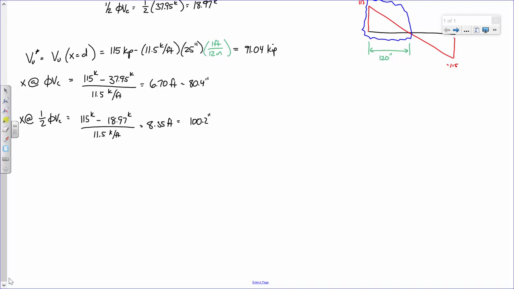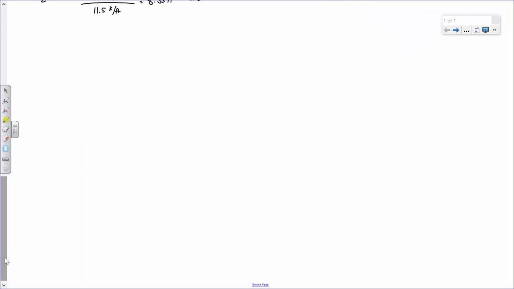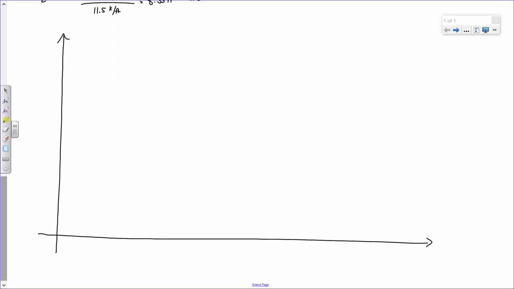And I'd hold off on drawing it out until you see what I did. So everybody just watch up here for a second. Okay? So what I've got is a plot that looks something like this. Now on the x-axis, I'm going to have x in inches, and on the y-axis, I'm going to have shear in kips. So my units are kips and inches. Now, we said that the shear diagram looks something like that, right?